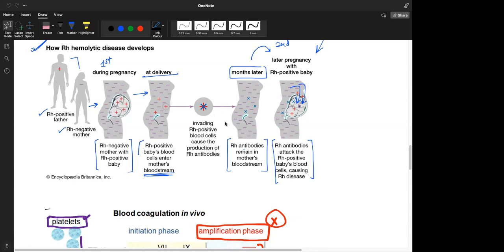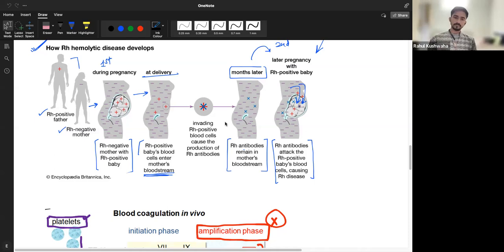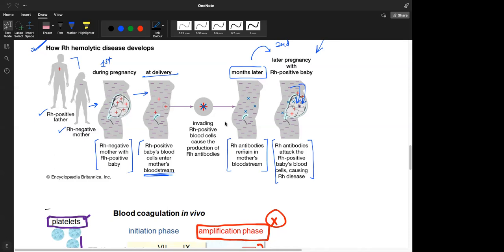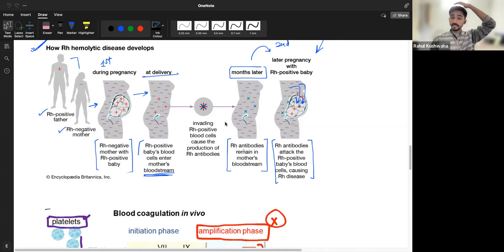But the problem here is that Rh antibodies stay in the mother's body for a long period of time. So again, when the mother gets pregnant for the second time, if the fetus is Rh positive, these antibodies will cross the placenta and reach the fetus. So when Rh antibody reaches the Rh positive fetus, they will cause destruction of RBC in the fetus, and it leads to jaundice and anemia, causing the child's death. This condition is called erythroblastosis. It can also lead to the death of the fetus if it is very severe.